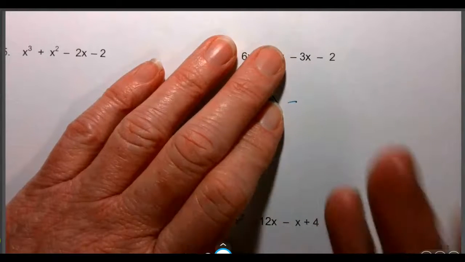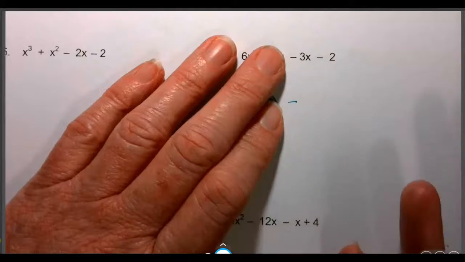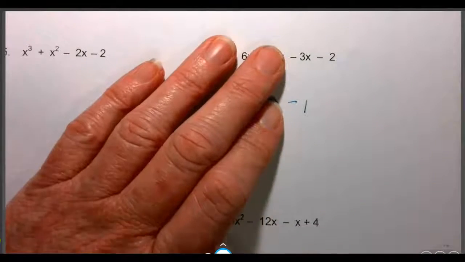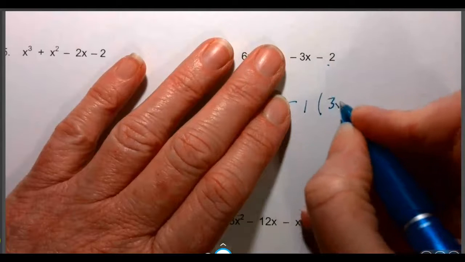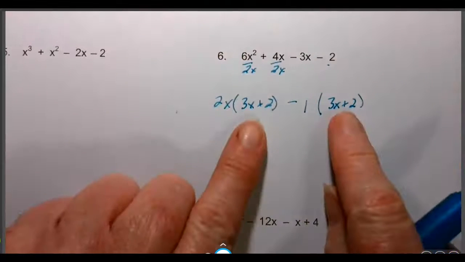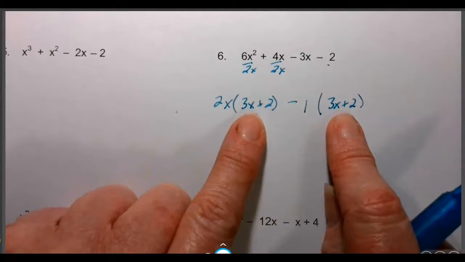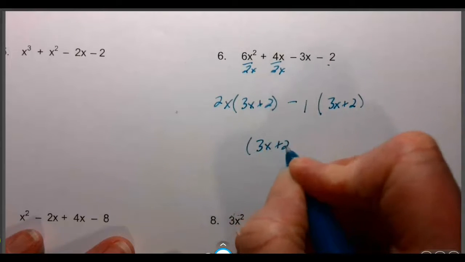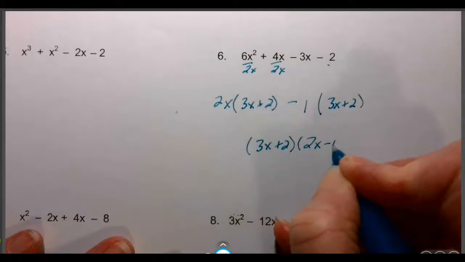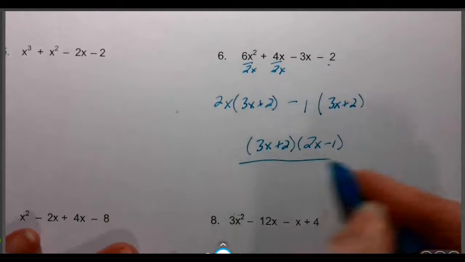So what do we take out when there's nothing that they have in common? Everything has a 1 in common. You can always take out a negative 1. When I divide through by a negative 1, they both just switch sides. And ta-da! What's in the parentheses is the same. So now my greatest common factor is 3x plus 2. What do I have left? 2x minus 1. Good. Okay.